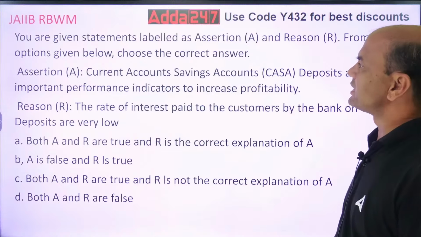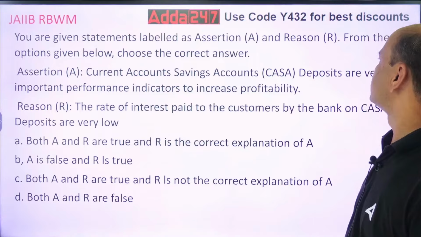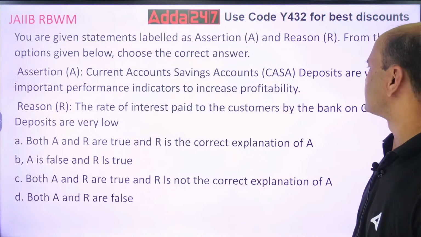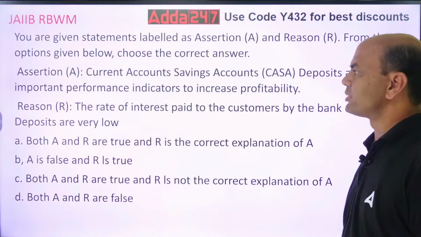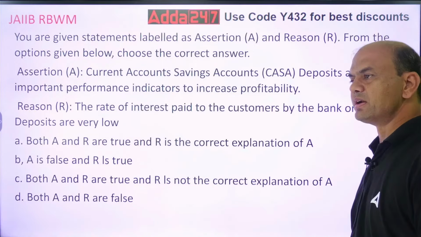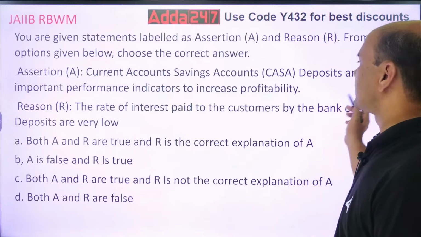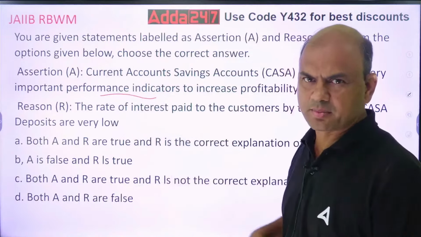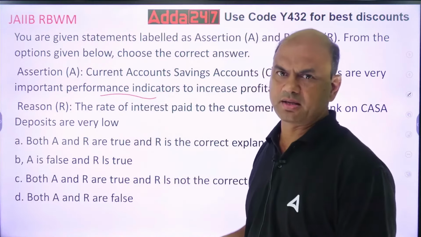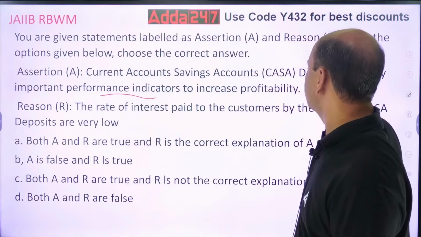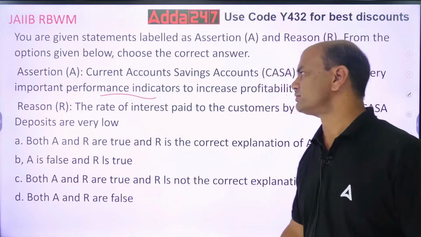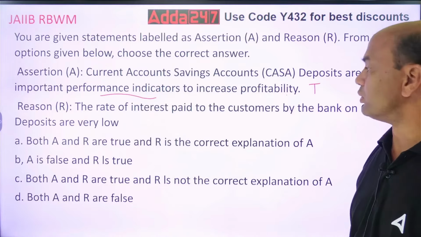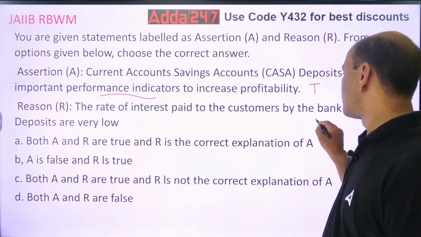You are given the statements labeled as assertion and reason. From the options, choose the correct answer. So current account, saving account, CASA deposits are very important performance indicators to increase the profitability. So CASA is a very important indicator. Is it so? So you can directly say that the assertion is correct because CASA is the base of any banking. So if CASA is the base, this is true. The rate of interest paid to the customers by the bank on CASA deposit is very low. That is also true.